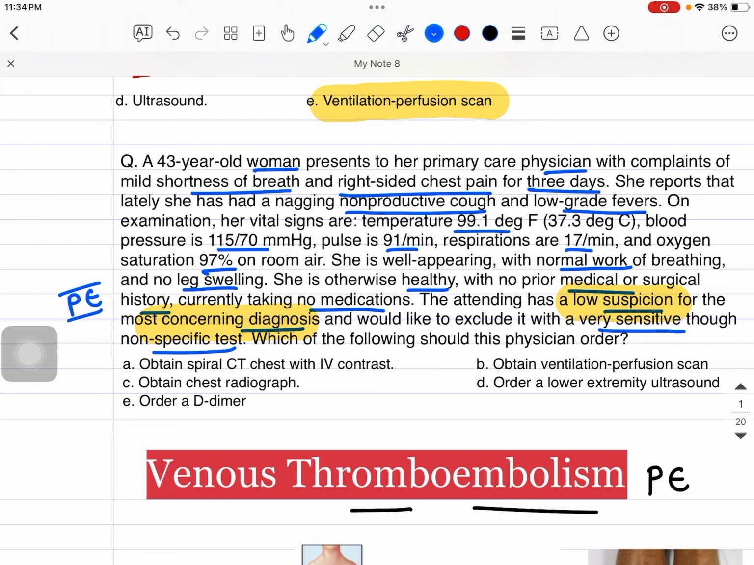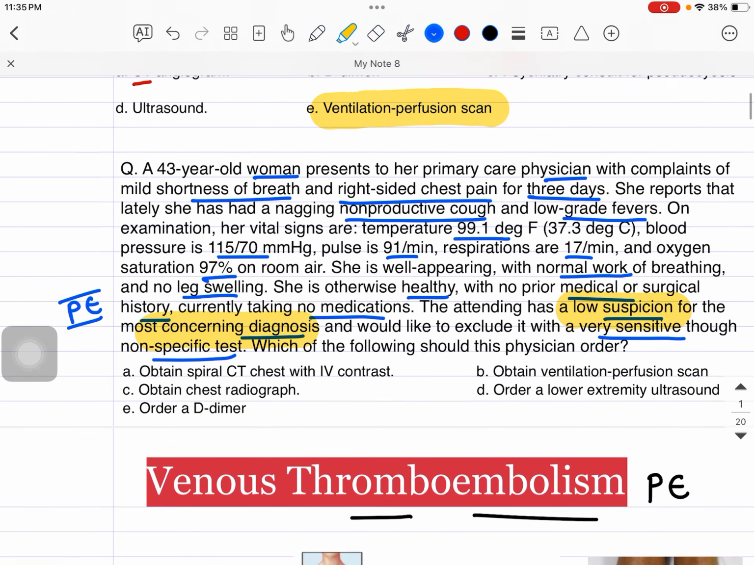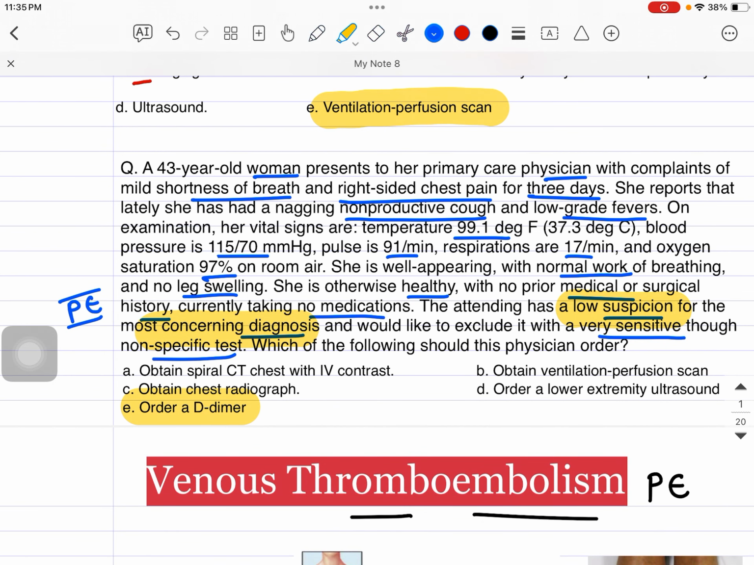If you talk about the CT pulmonary angiography, guys, CTPA is having 90 to 95% sensitivity and specificity. Okay, so over here, what would be the very sensitive but not very specific test for the lower suspicion, what investigation are we doing? We are doing the D-dimer. So that would be the correct option over here. So order a D-dimer in this patient. Okay, so E option I'm talking about. So that would be our correct choice.